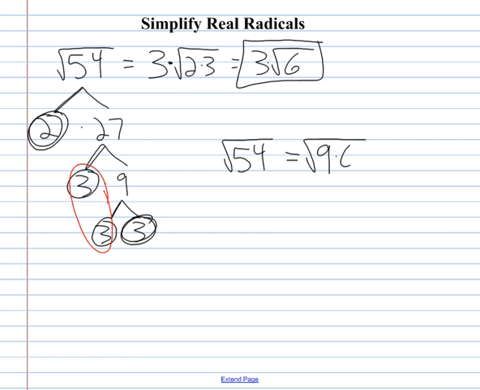54 is 9 times 6. And the square root of 9 is 3. And 6 would just stay inside. So you see we get the same thing. Again, here you risk not finding the highest perfect square. That tends to be the risk. Whereas if you do the factor tree method, there's really no risk.